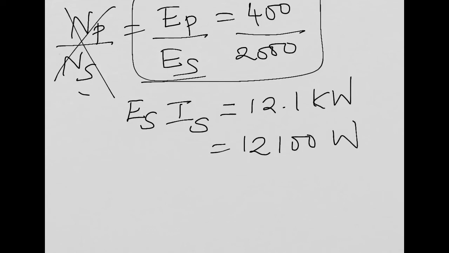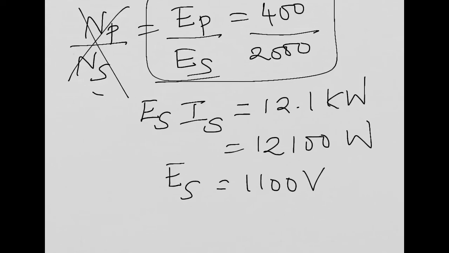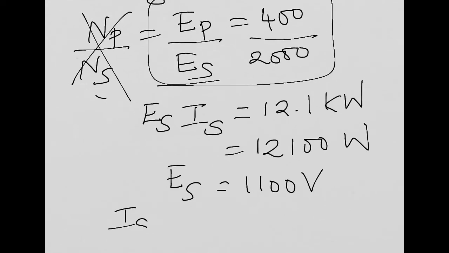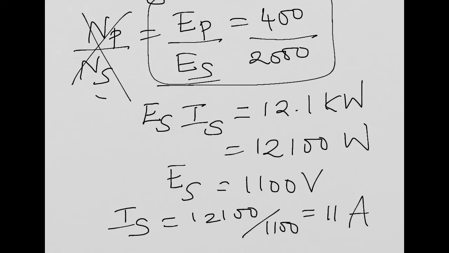Also, the secondary voltage, ES, is given as 1100 volts. So here itself we can calculate IS. IS must be 12,100 by 1100, obviously, which is simply 11 amperes. So IS you can calculate with the help of this. Now, what else has been given?